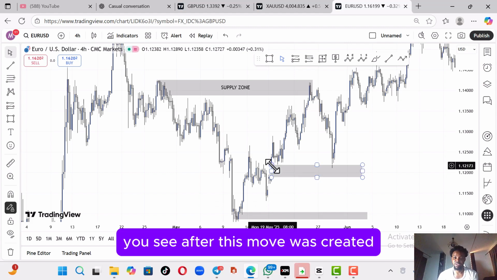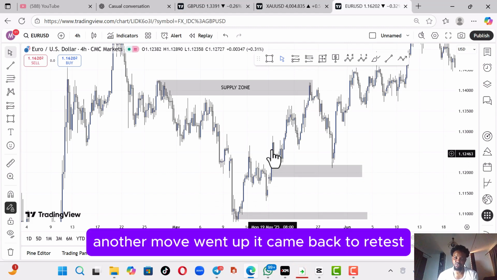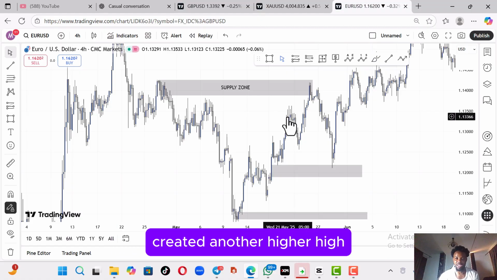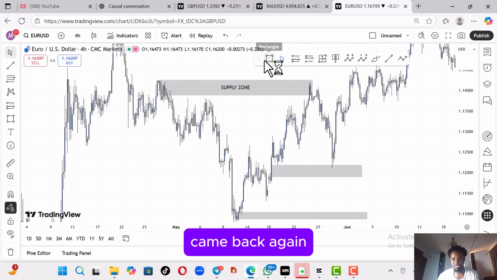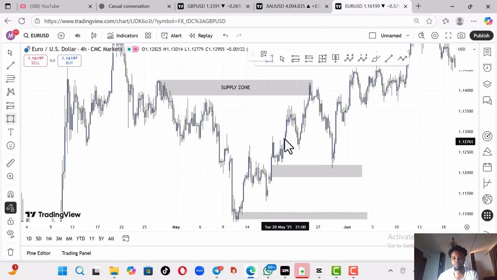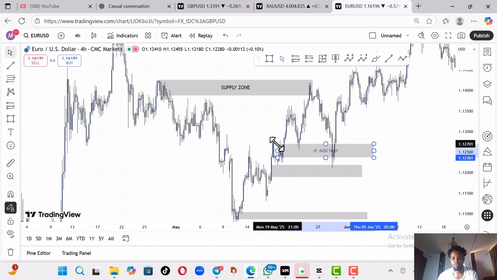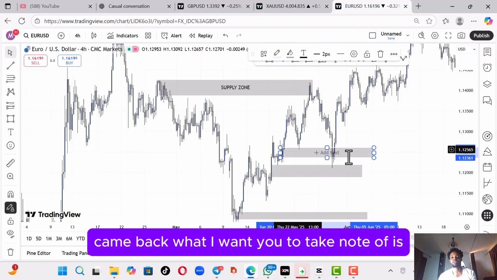You see, after this move was created, another move went up, it came back to retest. You see, it retested, went back up, created another higher high, came back again. You understand? Moved up, came back.